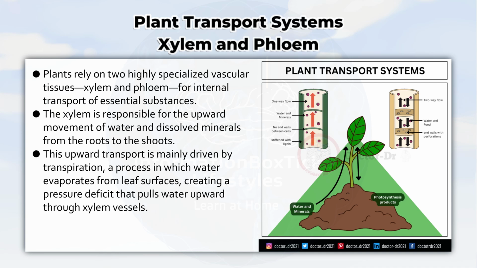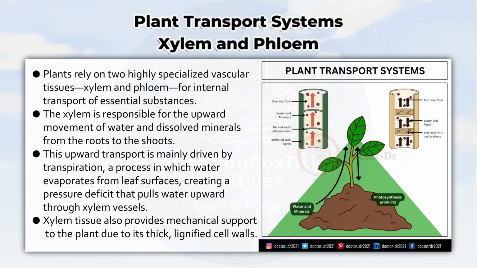This upward transport is mainly driven by transpiration, a process in which water evaporates from leaf surfaces, creating a pressure deficit that pulls water upward through xylem vessels. Xylem tissue also provides mechanical support to the plant due to its thick, lignified cell walls.